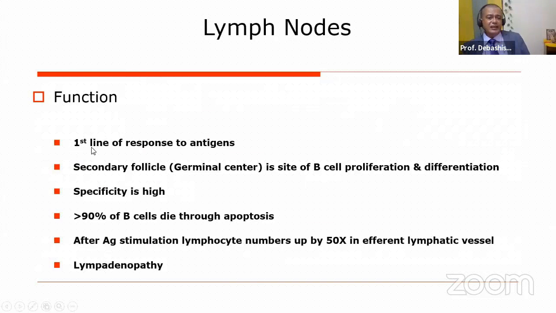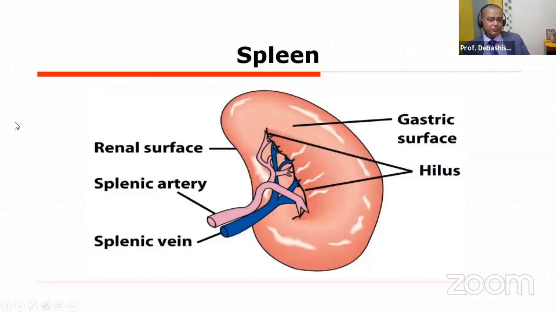Lymph nodes act as the first line response to antigens. Secondary follicles or germinal centers are the site of B cell proliferation and differentiation. It has high specificity. More than 90% of B cells die through apoptosis. After antigen stimulation, lymphocyte numbers go up by almost 50 times in the efferent lymphatic vessels when they go out, and lymphadenopathy happens in response to antigenic stimulation, whether it is a microbe or otherwise.